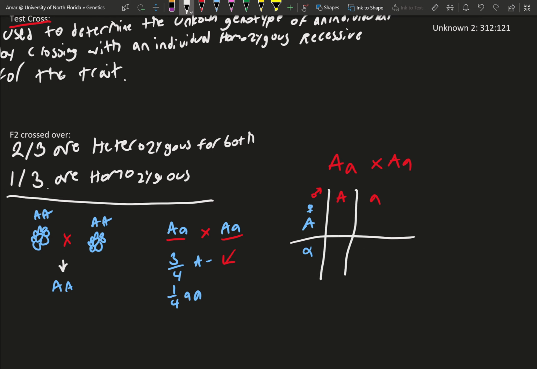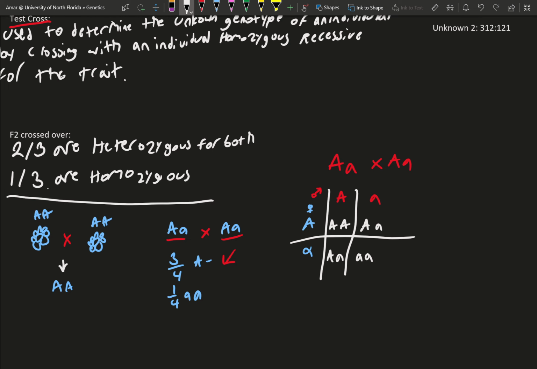So what can happen is the female can either give big A and the male can give big A, or the female gives big A but the male gives little a in this situation. Same thing for the male: he can give big A and the female give little a, or both of them can give little a, little a.